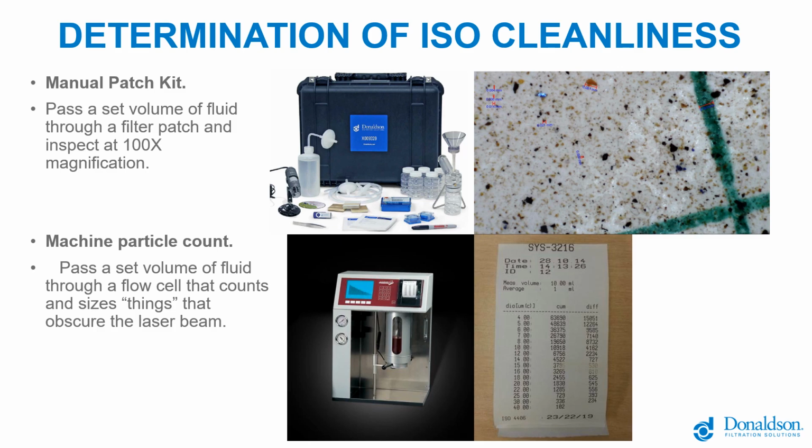It says it's an ISO 23/22/19. That 23 corresponds to the number of 4 micron particles and larger in the fluid. The 22 corresponds to 6 micron and larger particles in the fluid, and the 19 is the 14 micron and larger particles in the fluid. And that's what you're determining with both of these methods.